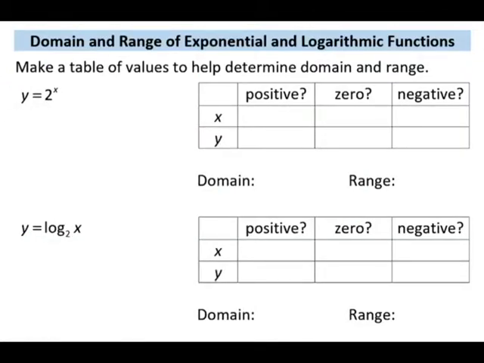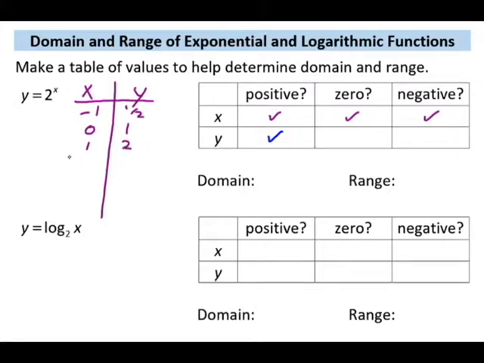Next, we look at domain and range. We're going to explore domain and range by making a table of values. First, we'll see if positive 0 or negative x's work. So yes. Next, we'll look at the y's. Did we get any positive y's? Yes. Did we get any y's equal to 0? Can we get any y's equal to 0? Well, we can try some other numbers.